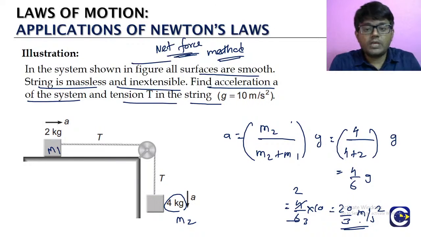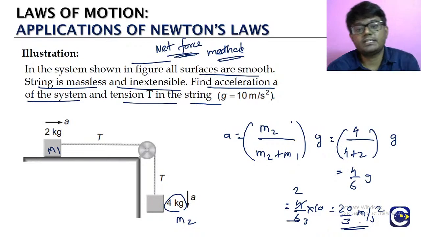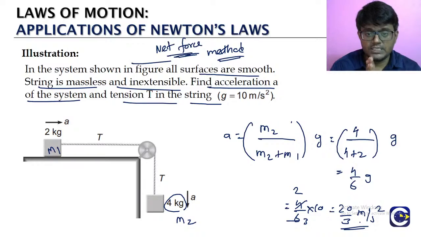So the 4 kg will be going down with this much acceleration and the 2 kg will be going towards the right side. 4 kg will go down and 2 kg will go to the right side. Okay.